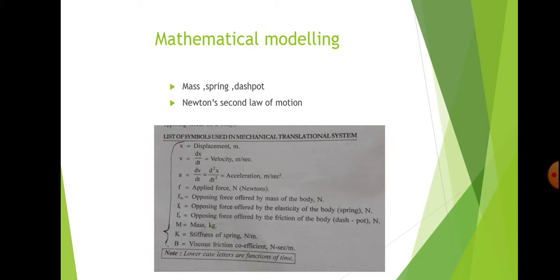Fm is the opposing force offered by the mass of the body and its unit is Newton. And Fk is the opposing force offered by the elasticity of the body, that is spring, and its unit is Newton. Fb is the opposing force offered by the friction of the body, that is dashpot, its unit is Newton. M is the mass which is expressed in kilogram. K is the stiffness of spring which is expressed in Newton per meter, and b is the viscous friction coefficient. Its unit is Newton second per meter.